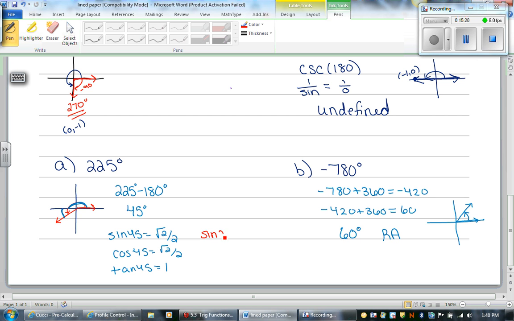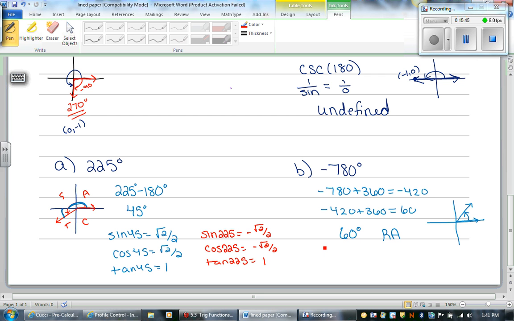So sine at 225. It's going to have the same function value, but we have to check our sign. All students take calculus. Since we're in the third quadrant, it's got to be negative. Okay? Same thing with cosine. Negative. Tangent, however, because it's in the third quadrant, tangent's positive, it's still going to be a positive 1.